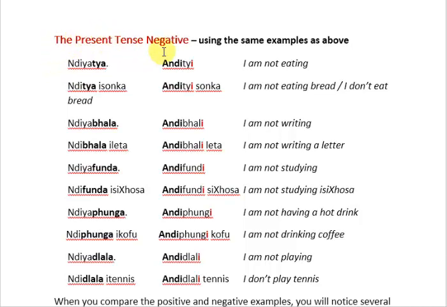The present tense negative, and to make things easier we use the same examples as above. Ndiyatya, andityi. Nditya isonka, andityi sonka. Ndiyabhala, andibhali. Ndibhala ileta, andibhali leta.